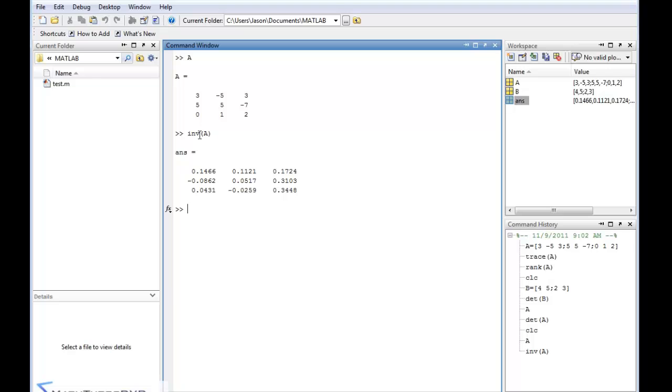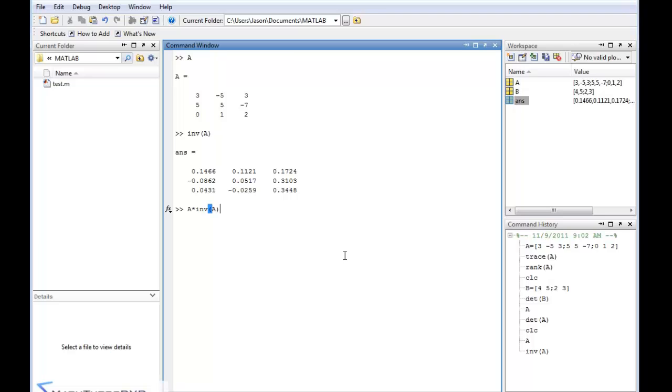When you calculate the inverse of a matrix, you should always get a matrix back. And by the way, the definition of a matrix inverse is such that if you take the inverse and multiply it by the original matrix, you should get an identity matrix back. So we can actually do that. We can say original matrix A times the inverse of matrix A.